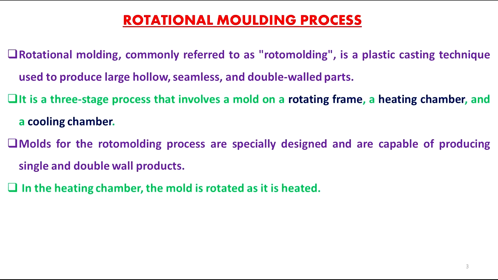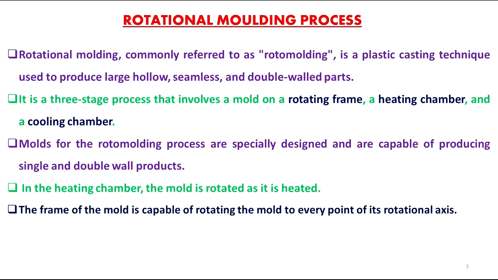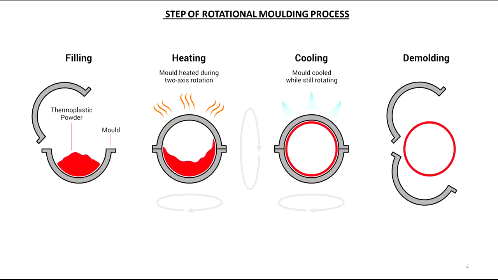In the heating chamber, the mold is rotated as it is heated. The frame of the mold is capable of rotating the mold to every point of its rotational axis.